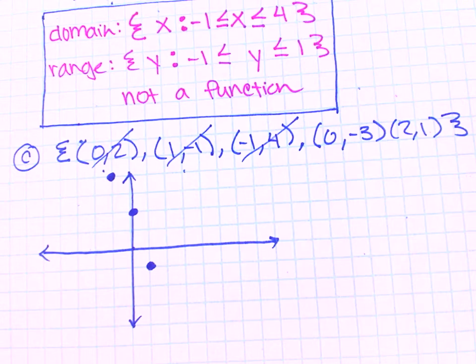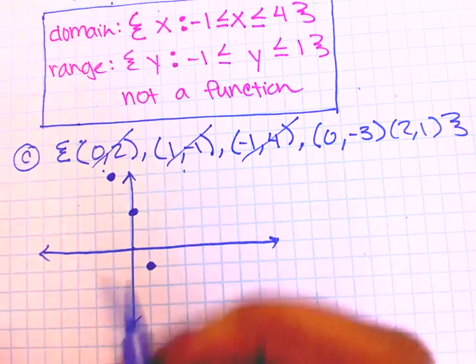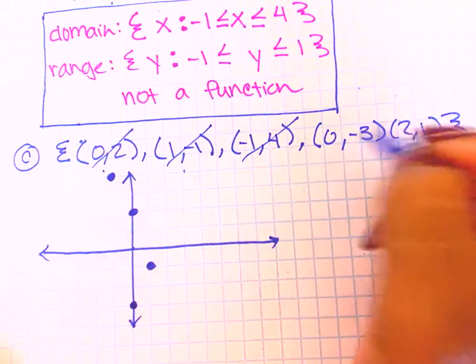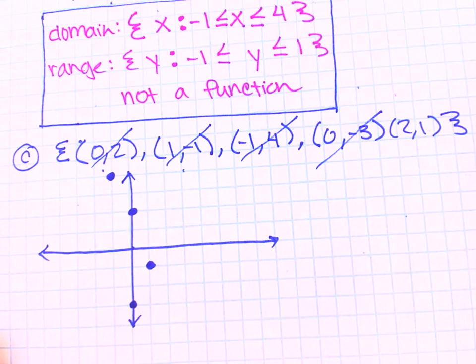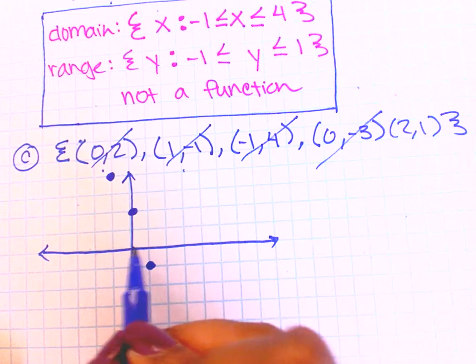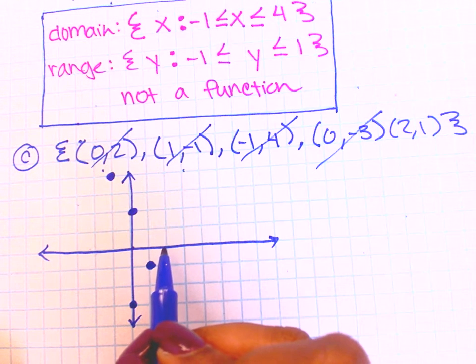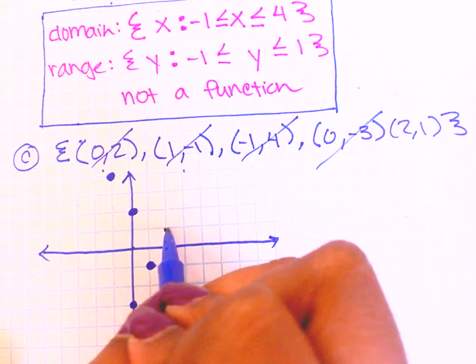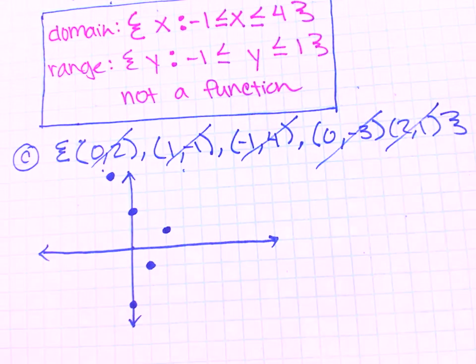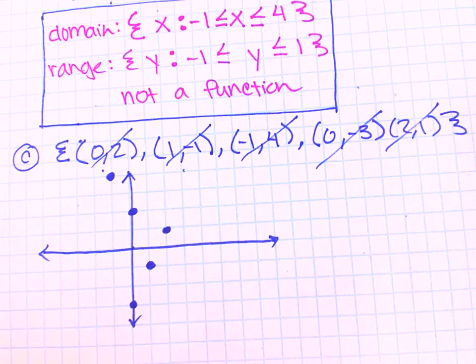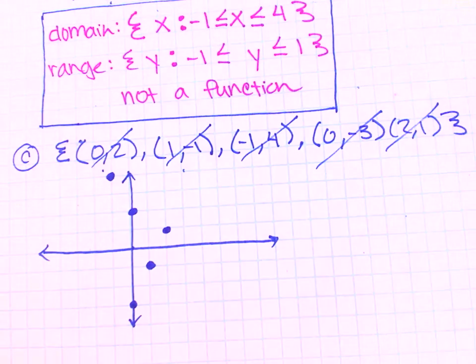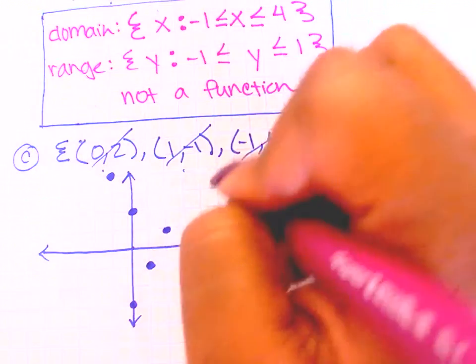Then I have 0, negative 3. I move 0. I go down 3. And then I have 2, 1. Positive 2 to the right 2. Positive 1 on the y, up 1. Now the domain, which means let's list all of the x's. Okay? So let's list the domain.